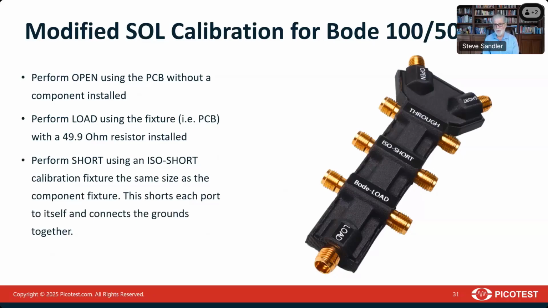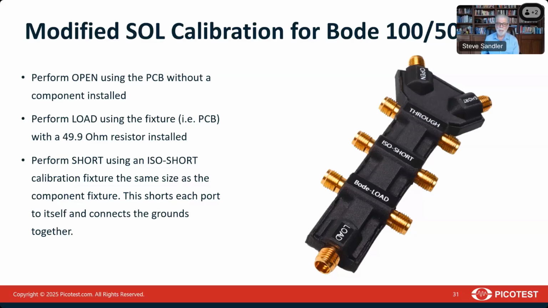So for us to do the modified short open load calibration in a Bode 500, we perform an open using a printed circuit board without a component installed. And so a two-port through is the same thing as an impedance domain open. And so you can see in this calibrator, we have the traditional open short load standards. And then there are 3 specifically for the Bode 500: through, which is a two-port Z-domain open; ISO short, which is a perfect short with the correct electrical length between the two sides; and a Bode load, which is a two-port shunt 50 ohm load.